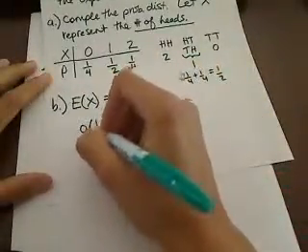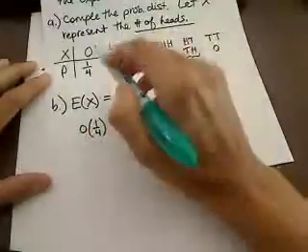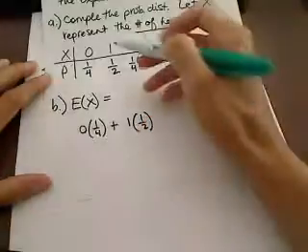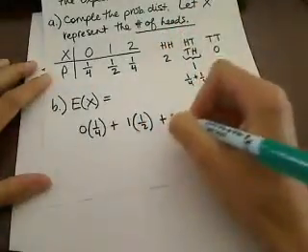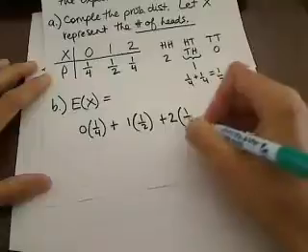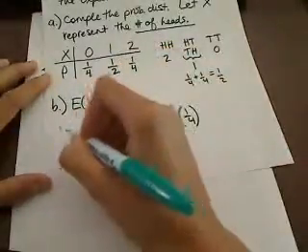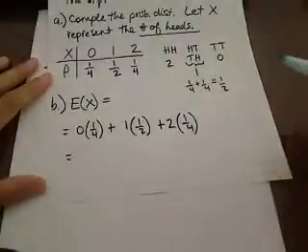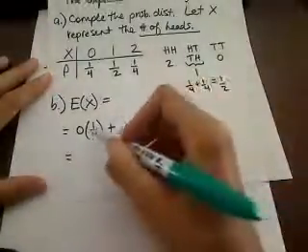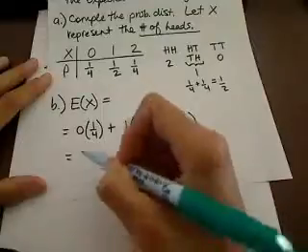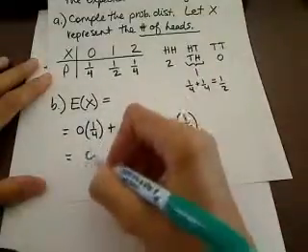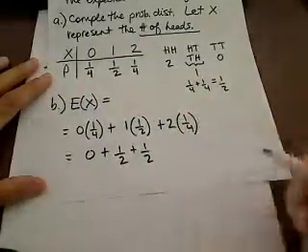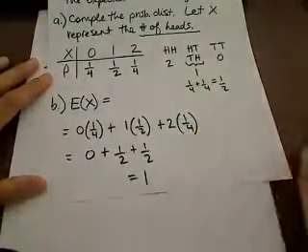I'm going to take 0 times the 1/4, so that's this times that. And then I'm going to take the 1 times 1/2, so that's this times that. And then I'm going to take 2 times the 1/4. And we're just going to calculate that, and that's going to end up being the expected value for the number of heads. And so here we get 0 times the 1/4 is just 0. We have a half, and then we have 2 times 1/4, which is also a half. So a half plus a half is just 1.